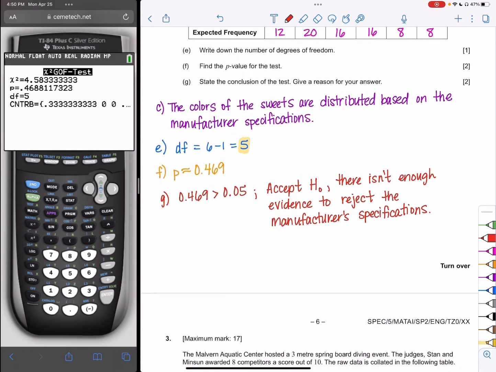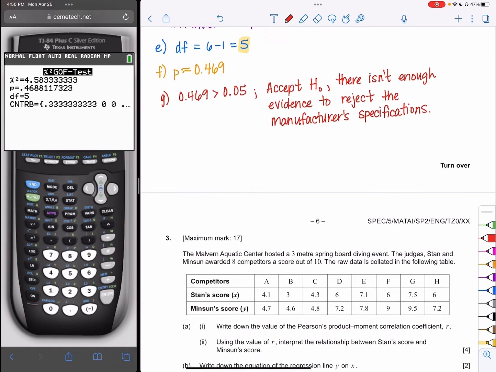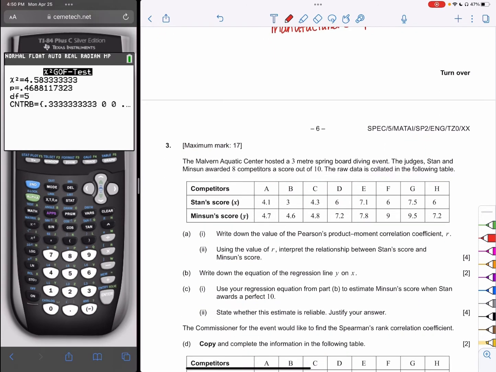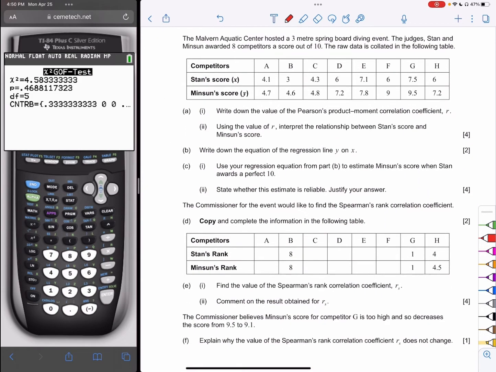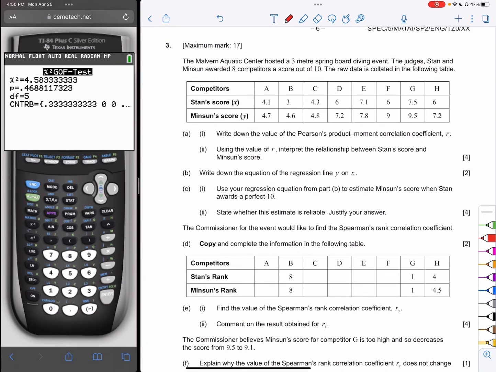So now let's look at example number 3. So example number 3 says that the Malvern Aquatic Center hosted a 3-meter springboard diving event. The judges Stan and Minsun awarded 8 competitors a score out of 10. Okay, the raw data is collected in the following table. So we have Stan's score is going to be X, Minsun's score is going to be Y, and then we have our different competitors.